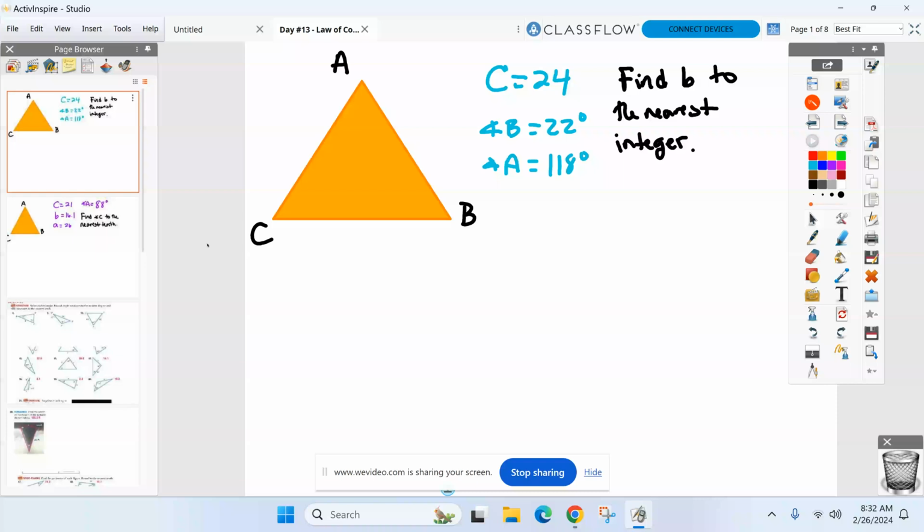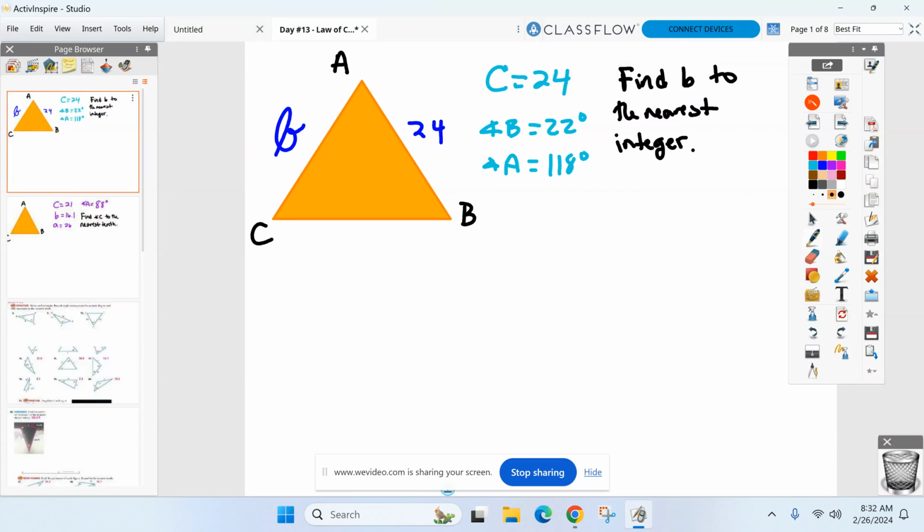We went over new notation last Friday that said I may not call this side AC anymore. I'm going to start referring to it as lowercase b. Why? Because it's across from angle B. So I'm looking for side b, the side across from angle B. Lowercase c, the side across from angle C, is 24.